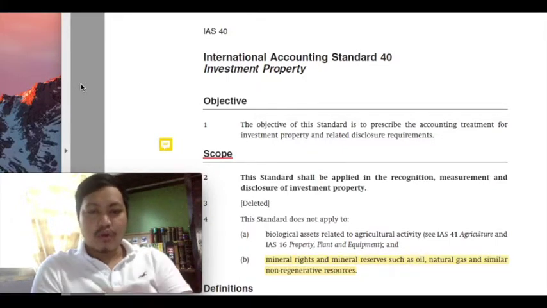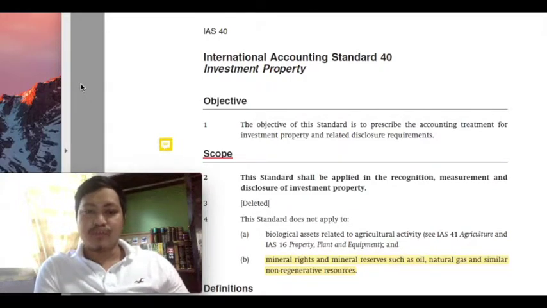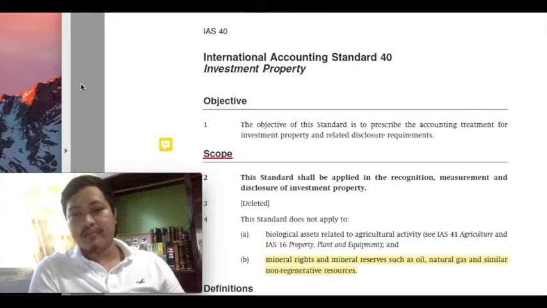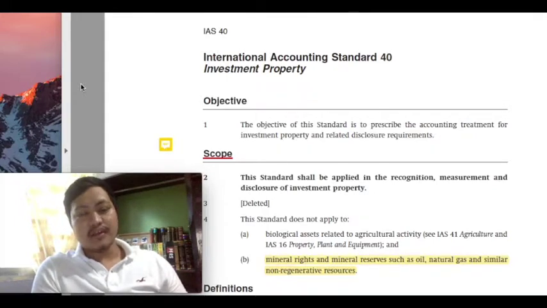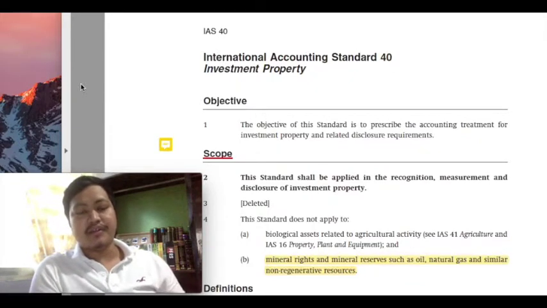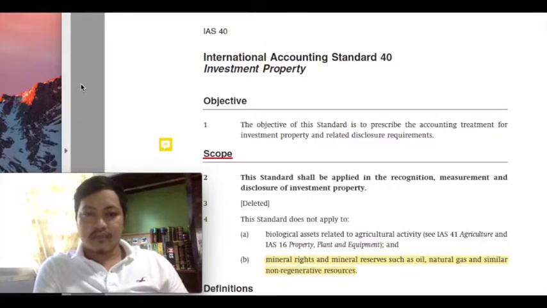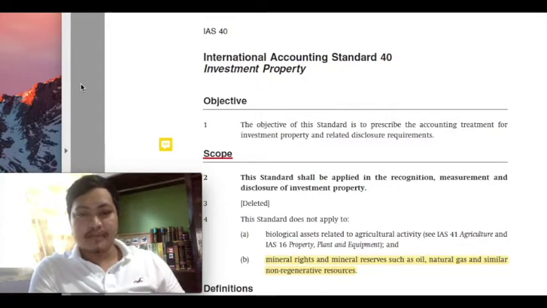Okay. But before going to the definition of investment property, class, if you'll try to look at the exemption provided here in paragraph 4, it mentions biological assets and mineral rights and mineral reserves. Okay, and these items are familiar to us already. These are mentioned in PAS 16, and the reason that they are not covered by PAS 40 is because they are governed specifically by another standard. Okay, by PAS 16 and could also be covered by PAS 41.